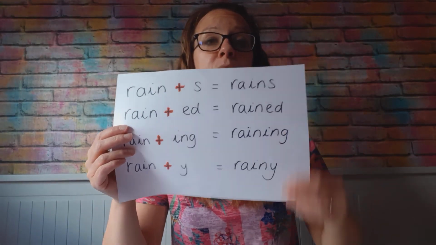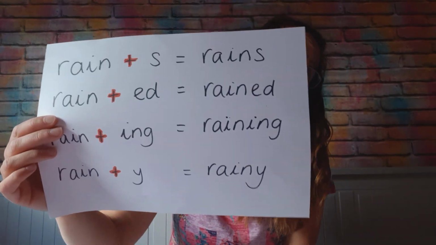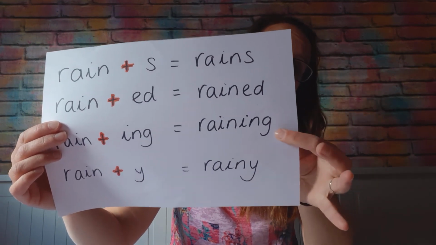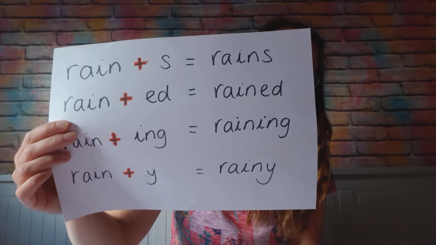Okay, so we've got rainy. So we've got 4 words here, and you're going to try and write 4 sentences. So 1 with the word rains in, 1 with rained, 1 with raining, and 1 with rainy. I've done it already, and I'm going to share my sentences with you, and then you can choose to either try and maybe pause the video after I've said my sentence and see if you can write the same sentence down, getting your spellings right, or you might be able to think up your own sentence using the different words.